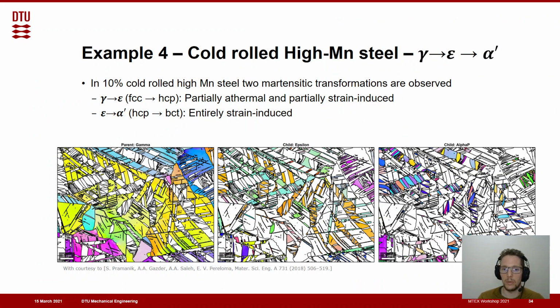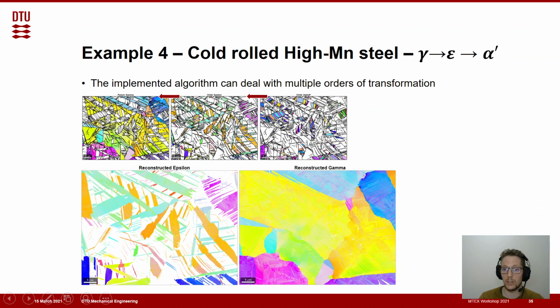Then the fourth example is cold-rolled high manganese steel. So we have an austenitic microstructure that transformed to epsilon martensite, and then epsilon martensite further transforms to alpha prime martensite. So we go from FCC right here to a hexagonal martensite, and from hexagonal we go further to a body-centered tetragonal martensite. And actually we have two martensitic transformations here, and we can use this reconstruction to do a two-step reconstruction of the microstructure.